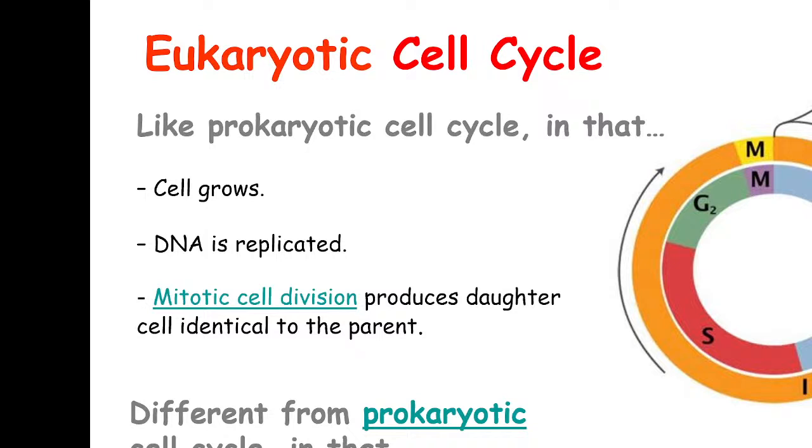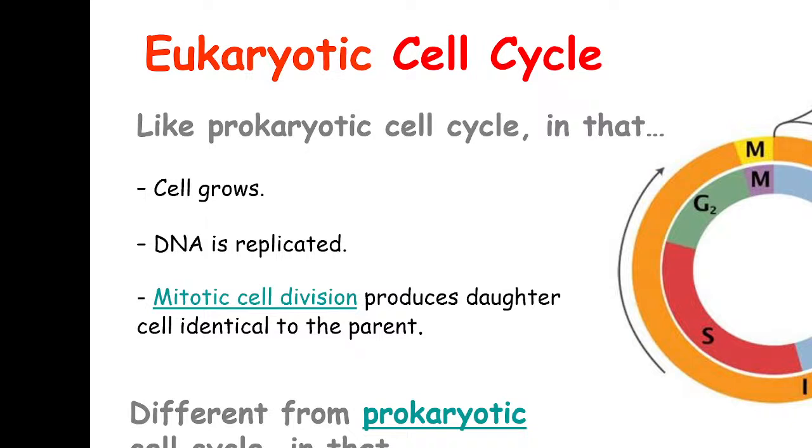And if you take a eukaryotic cell, the cell grows and the DNA is replicated. These two things are observed in the eukaryotic cell. That is, one is cell growth and the second one is DNA replication. Mitotic cell division produces daughter cells identical to the parent. As I said, there are two different types of cell divisions there. One is mitosis and another one is meiosis.